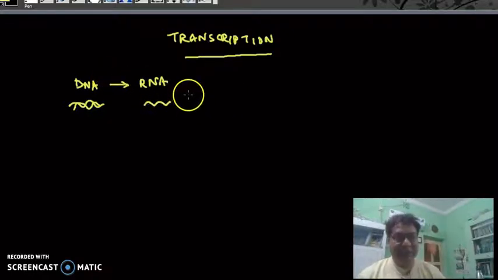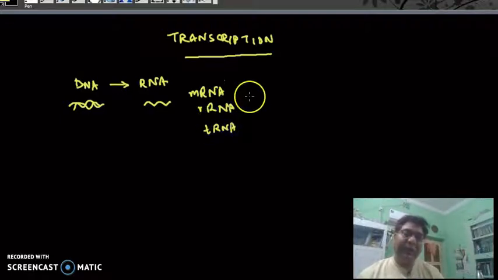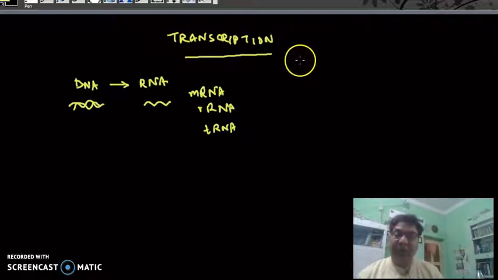It may be mRNA or rRNA or tRNA or any other RNA like snRNA, scRNA, snoRNA, etc. All kinds of RNA that are being synthesized from DNA, the process will be called transcription. So basically, it's a part of the central dogma, which says that the information flows from DNA to RNA to protein.